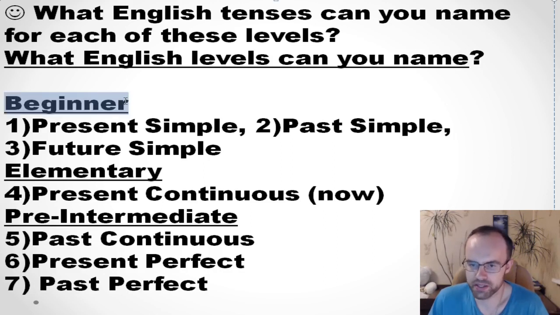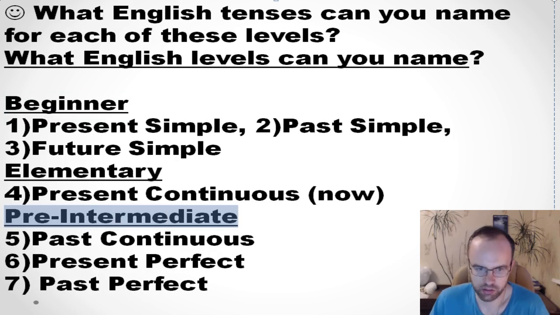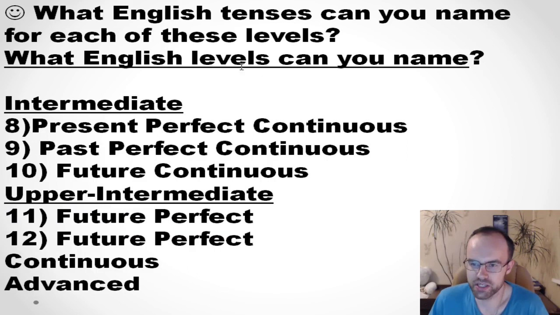So beginner, present simple, past simple, future simple. So you see, these are the most basic levels. Elementary, so present continuous. Pre-intermediate, past continuous, present perfect, past perfect. Intermediate, present perfect continuous, past perfect continuous, future continuous. Upper intermediate, future perfect and future perfect continuous. And advanced.